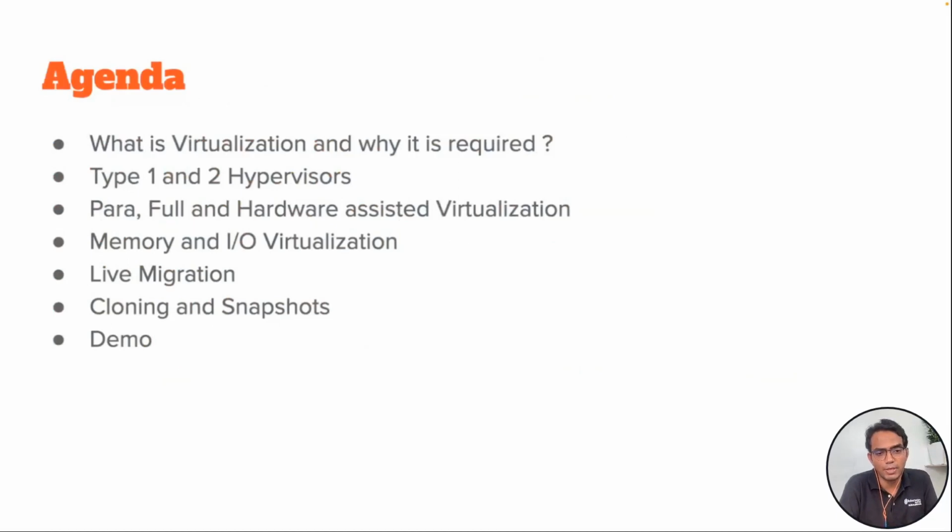Okay, this is what we're going to cover today. We are going to look at what virtualization is, the types of hypervisors we have, then para, full and hardware assisted virtualization, memory and IO virtualization, live migration, cloning and snapshots. This is what we are going to cover in today's session. This should give you the entire understanding of what virtualization is and how we're going to use it in our environment. So I'll request all of you to just focus for the next 1 hour on the screen and understand this part very clearly, with very good interaction.